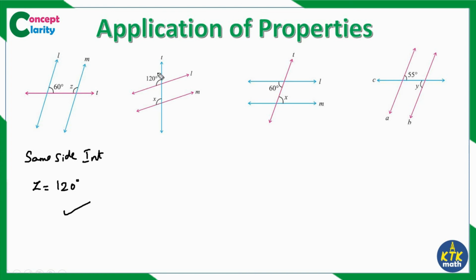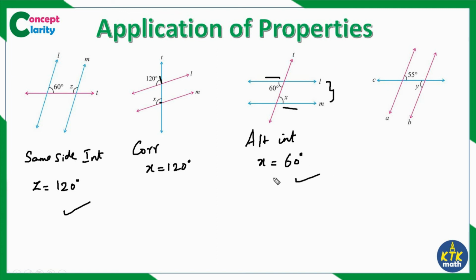Second, give the name. This is in the same direction and this is in the same direction, therefore they are corresponding angles. Corresponding angles are equal, therefore x is equal to 120. Then here, name the angle. Both lie inside the parallel lines, therefore interior angles, but one is on the left side and the other on the right side, therefore alternate interior. Alternate interior angles are equal, therefore x is equal to 60. So the second one is also over.